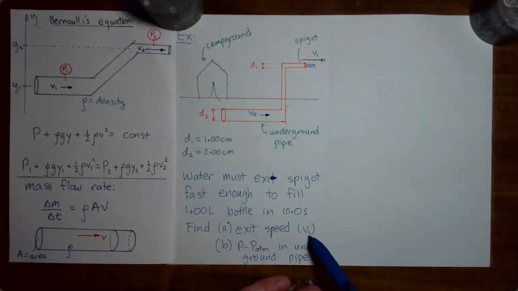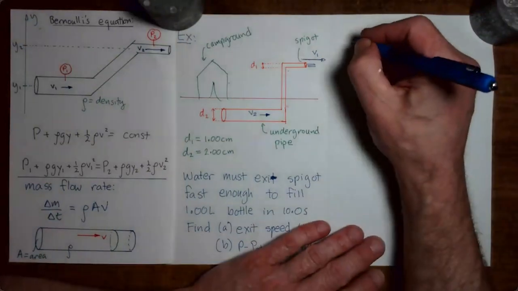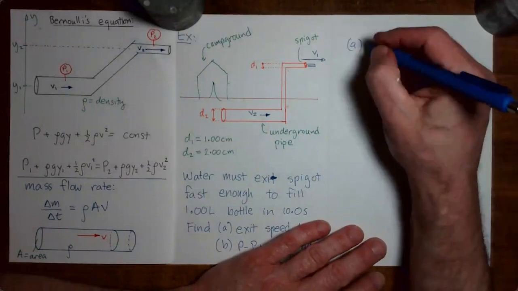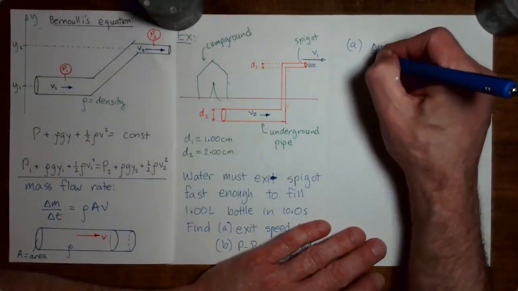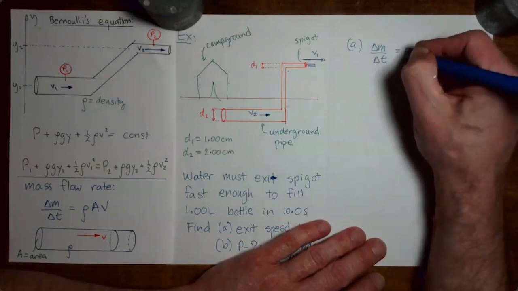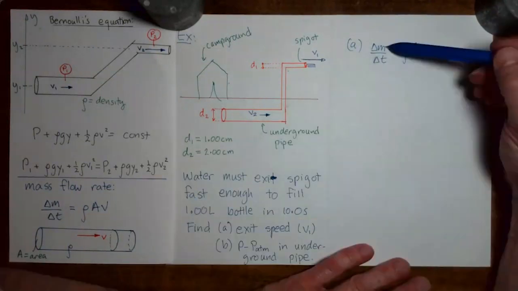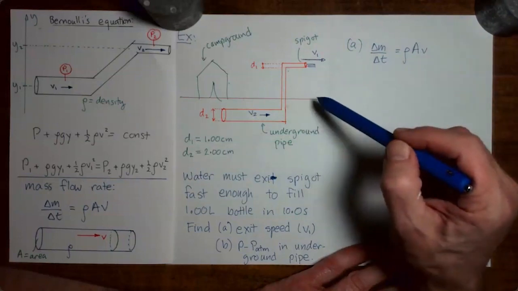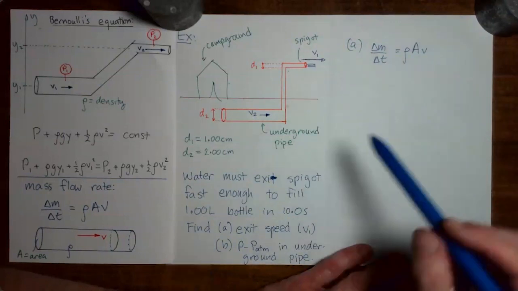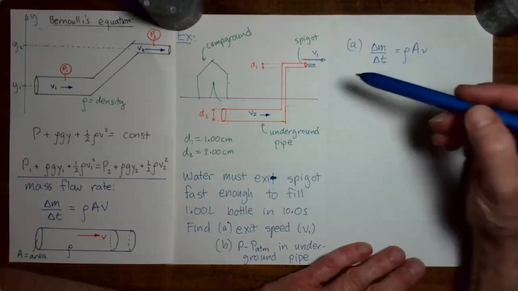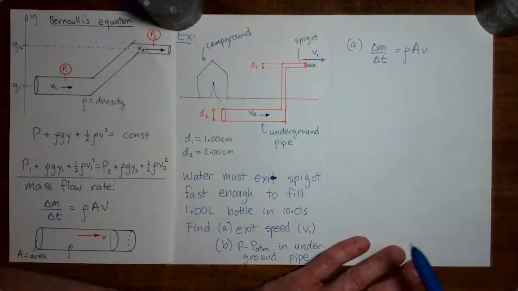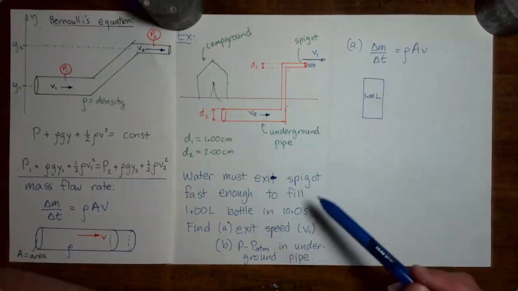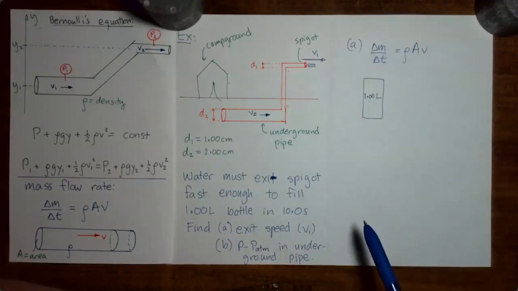We're going to solve for that exit speed V1 using the mass flow rate. So I'll start by writing delta M over delta T equals rho AV. As far as the left side of the equation, we can think of delta M as the mass of the water needed to fill the 1-liter bottle, and then delta T would be that time needed to fill the bottle, namely 10 seconds.